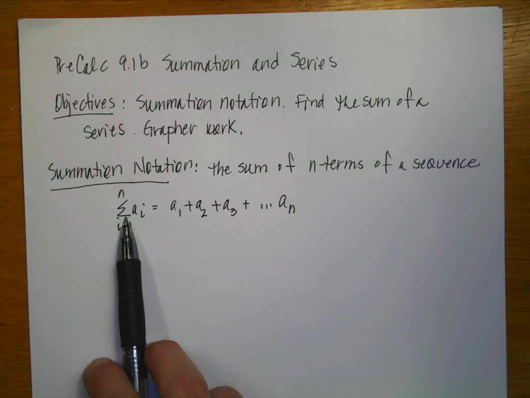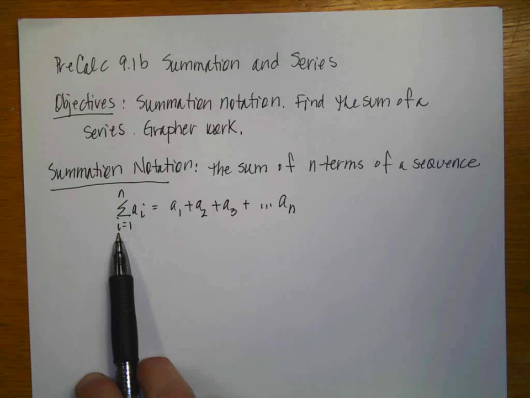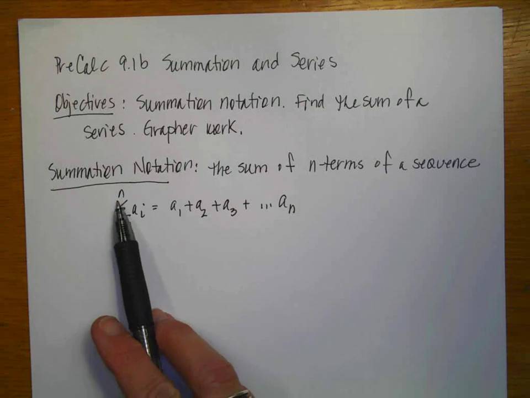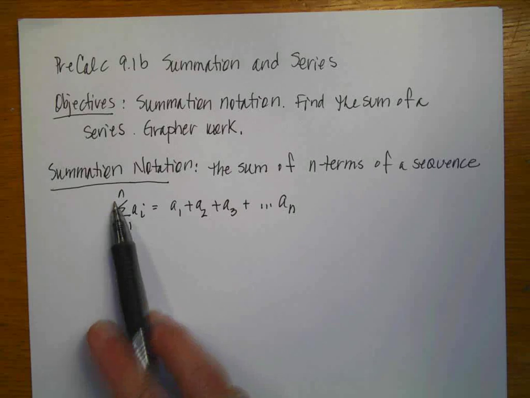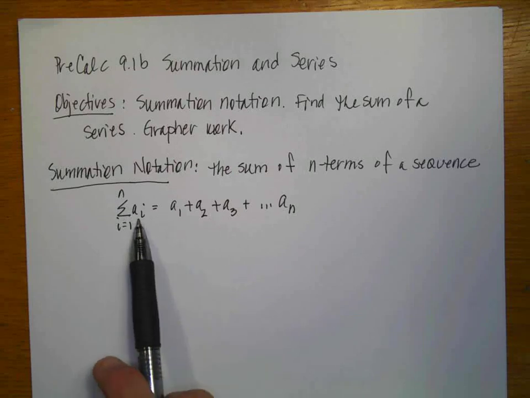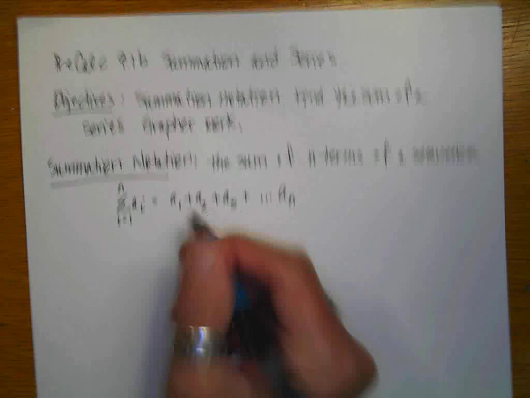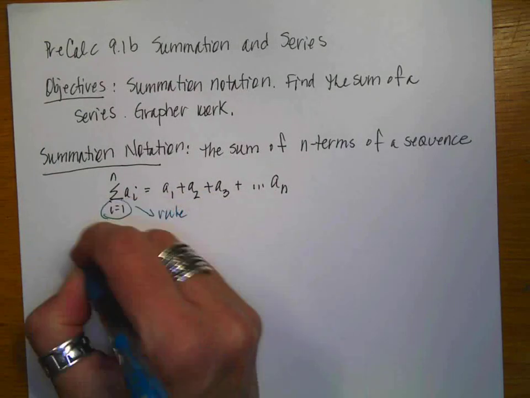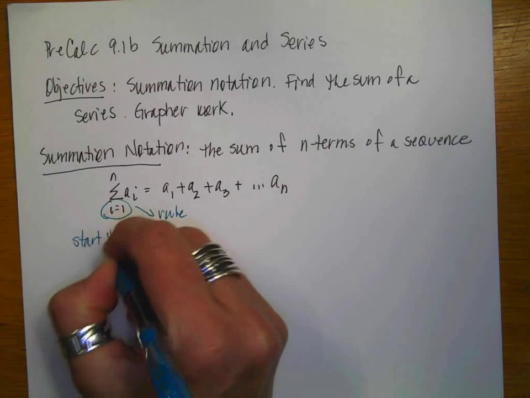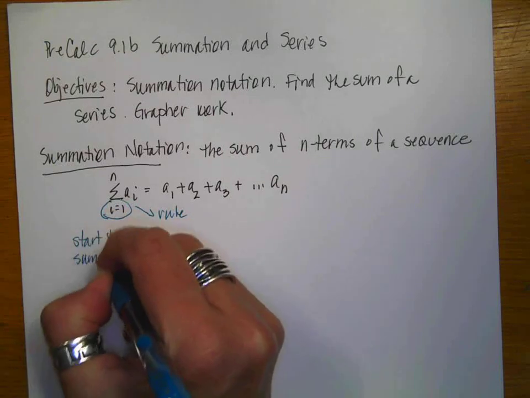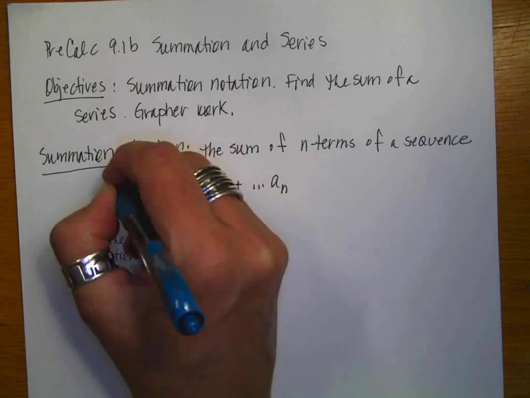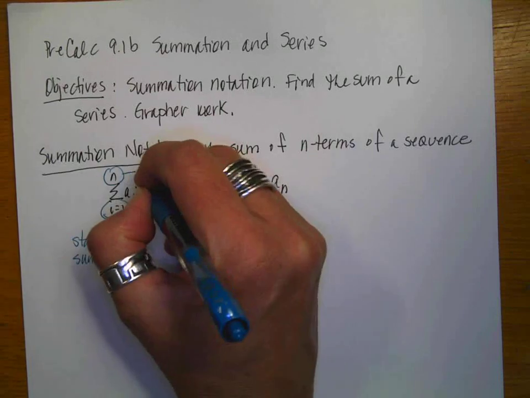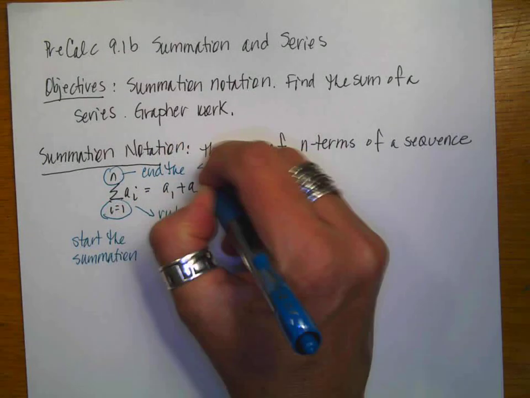This is epsilon, it means sum. The bottom index is going to tell you where the sequence starts, so where we're going to start summing our sequence. The top one says we're going to stop summing here, and then a sub i is going to be the rule. So if we just write this out, this is called the rule. This is going to be where I start the summation. The top index is going to be where I end the summation.